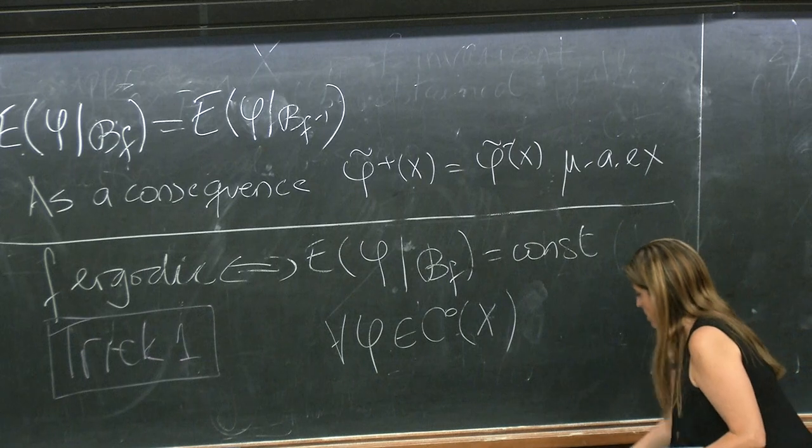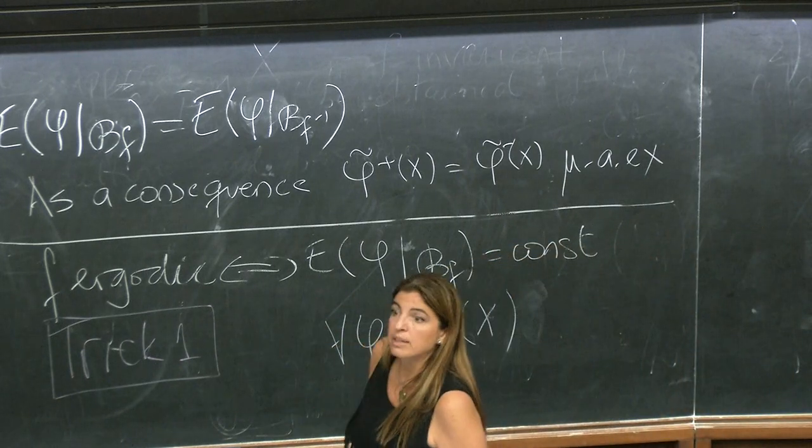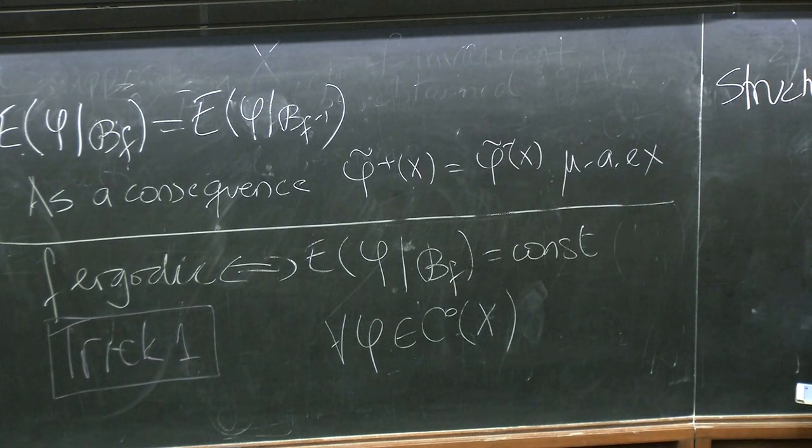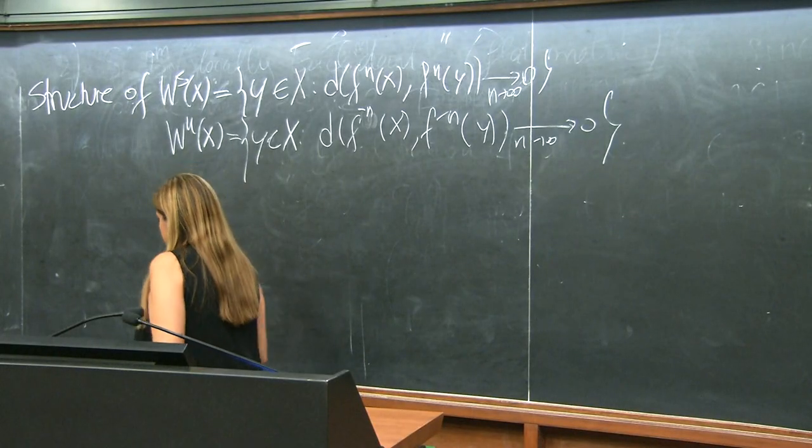Why is this useful for us? Because in this method, we are going to strongly use the structure of the stable and unstable manifolds that Amie described today. Remember, the stable manifolds were the set of points that are asymptotic in the future, and the unstable manifold is a set of points asymptotic in the past. So we are going to use this. And what's here that comes trick two?